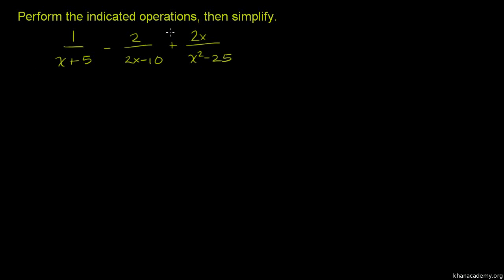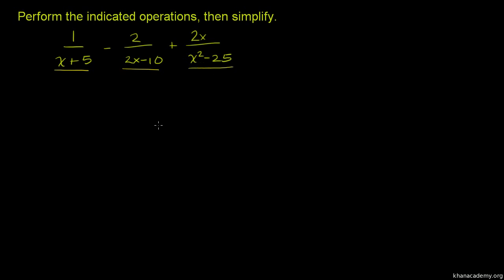Perform the indicated operations, then simplify. So we have three rational expressions here, and we're going to subtract this one, and we're going to add this one. So just like if we were adding and subtracting a bunch of fractions, we really have to find a common denominator here. And to figure out a common denominator, we have to figure out the least common multiple of x plus 5, of 2x minus 10, and x squared minus 25.